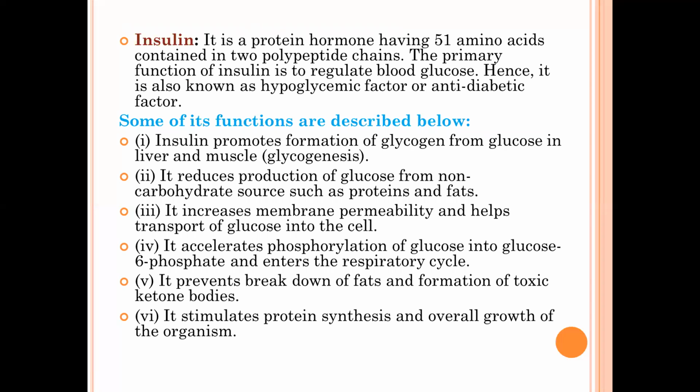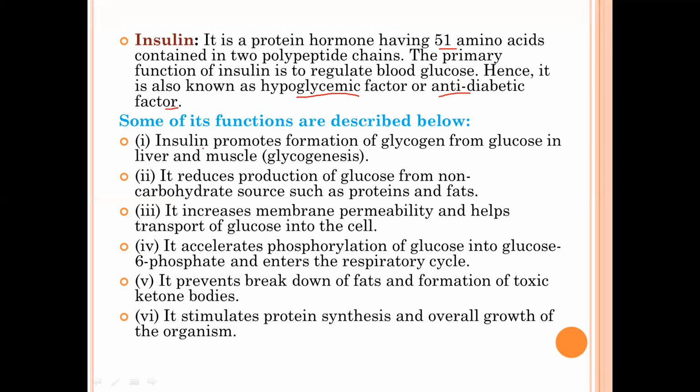Next comes insulin, the main hormone. And you know about insulin. Nowadays, most people are suffering with the disease called diabetes, and that diabetes is due to the deficiency of the hormone insulin. So what is the function of insulin? Insulin is a protein hormone made up of 51 amino acids contained in 2 polypeptide chains. The primary function of insulin is to regulate the blood glucose levels. Hence it is also called hypoglycemic factor, because if glucose levels increase in our body, it is meant for decreasing them, or it is called the anti-diabetic factor.